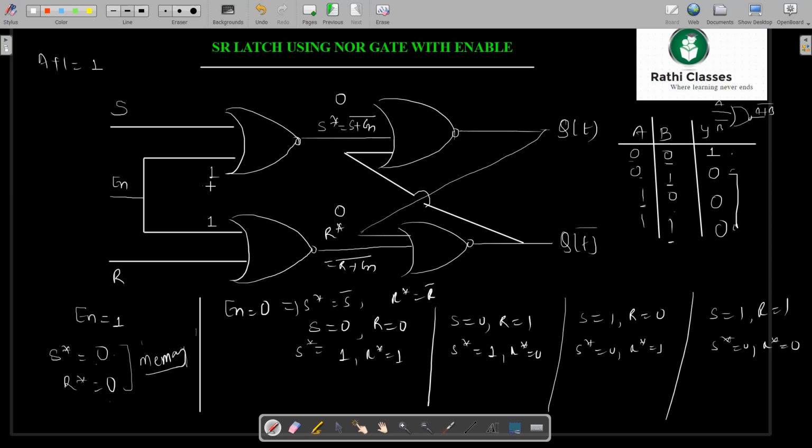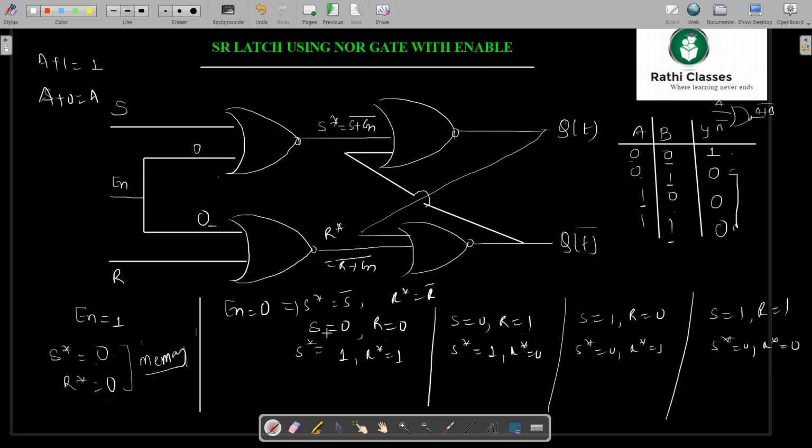Moving on, what if enable is made to be 0? So say En equals to 0. Then S plus En bar becomes S plus 0 bar, and A plus 0 is nothing but equal to A, so S star is nothing but equal to S bar. Similarly R star is nothing but equal to R bar. So we will be discussing the 4 cases: S equals to 0, R equals to 0; S equals to 0, R equals to 1; S equals to 1, R equals to 0; and S equals to 1, R equals to 1, provided enable equals to 0.